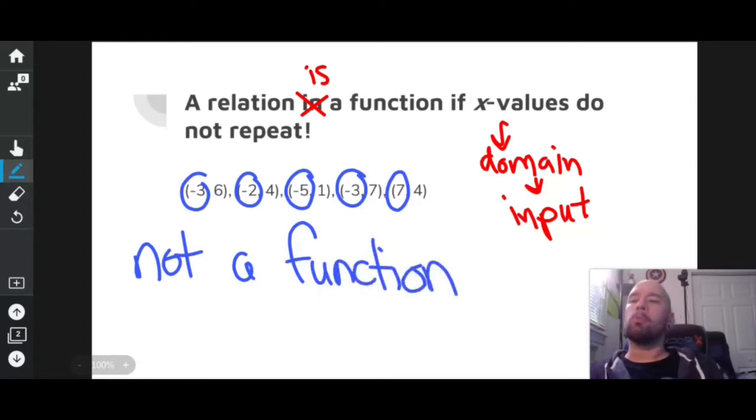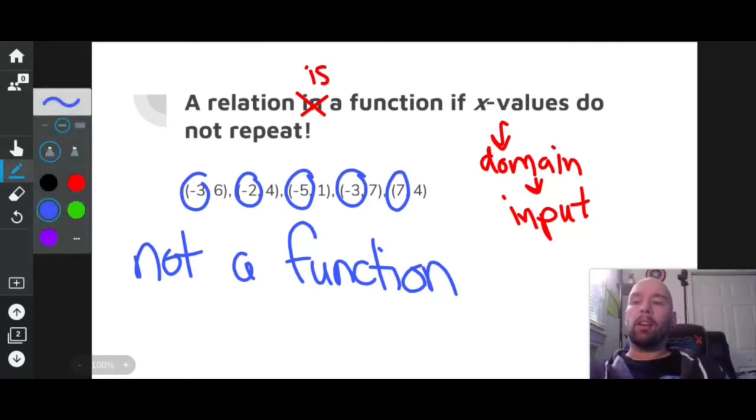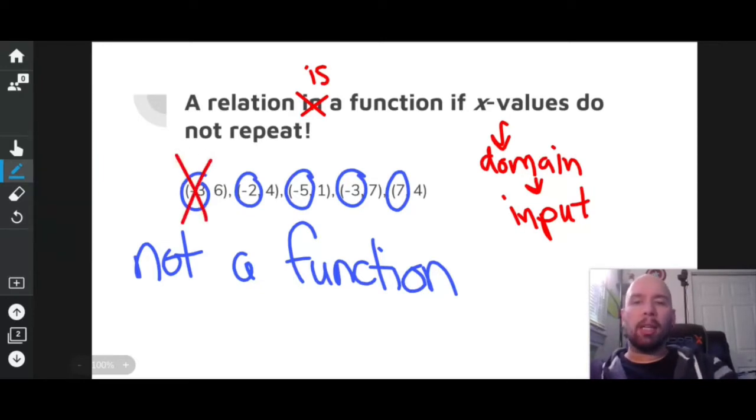Every x value is mapped to exactly one y value. An x value is not allowed to repeat. So this is not a function, again, because that -3 is used 2 times, as opposed to what the Fugees would say, 1 time. It's a song from the 90s, look it up.